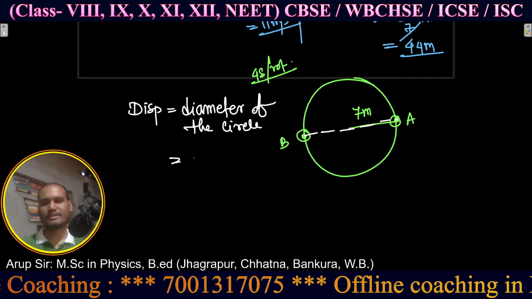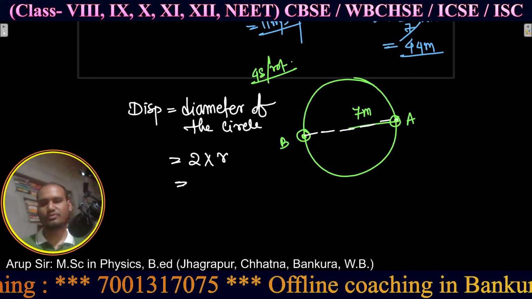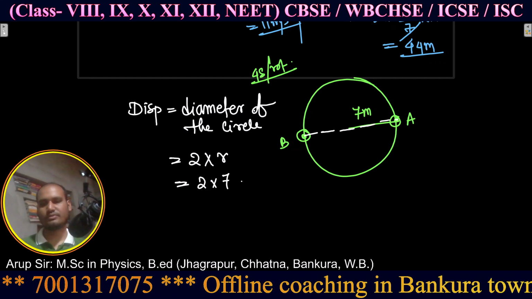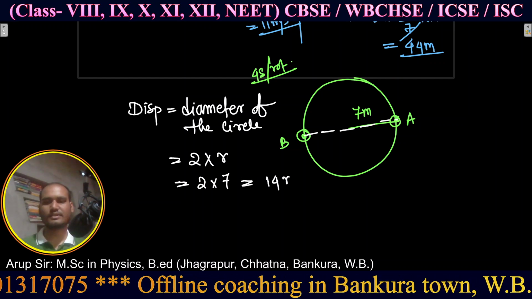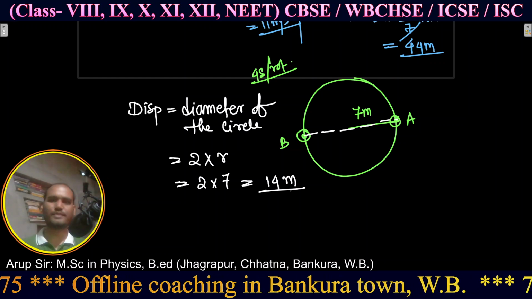And diameter is how much? 2 into radius. So 2 into 7 meter. 2 into 7 meter means how much we are getting? That is 14 meter. 14 meter is the displacement.